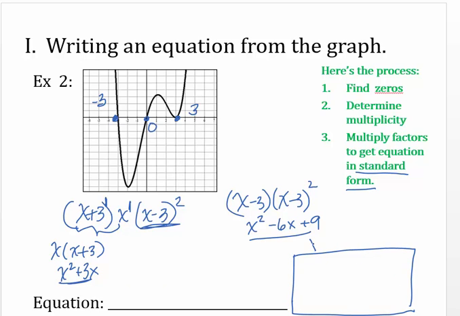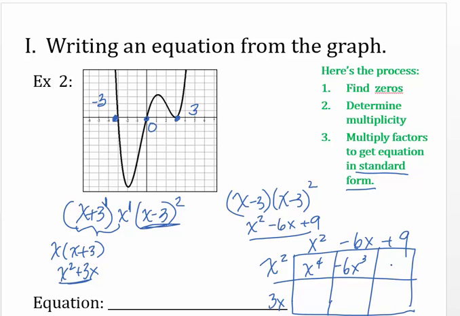So I've got x squared minus 6x plus 9, and then x squared and 3x right here. I won't have you do this too often, but you do need to know how to handle it. So then I would just multiply my boxes. X squared times x squared is x to the fourth. Negative 6x times x squared is negative 6x cubed. 9 times x squared is 9x squared. 3x times x squared is 3x cubed. Negative 6x times 3x is negative 18x squared. 9 times 3x is 27x.